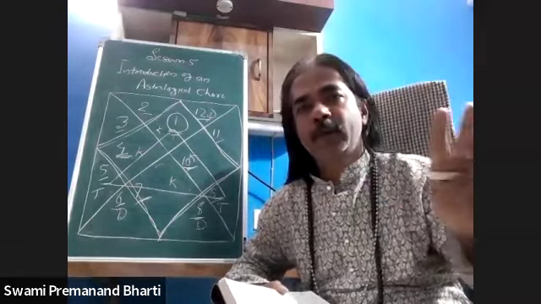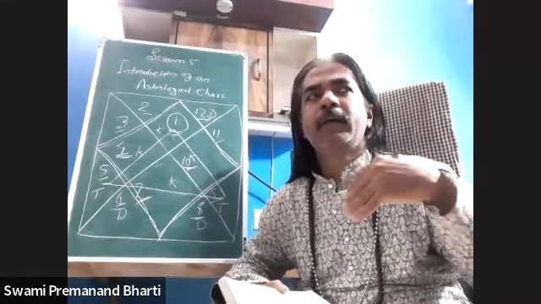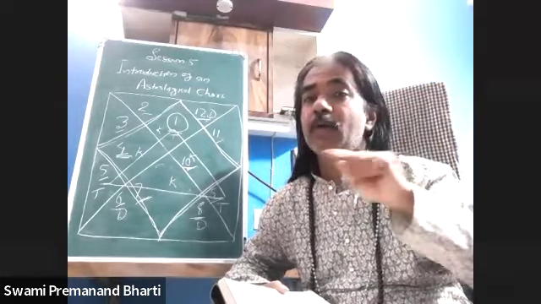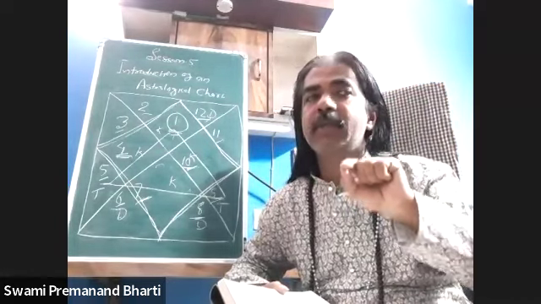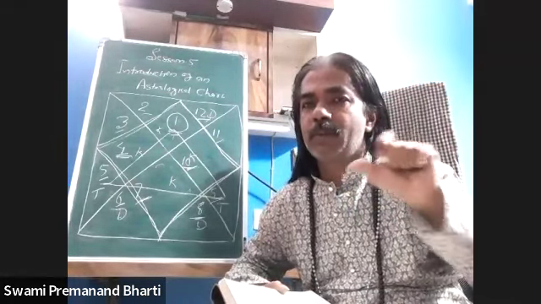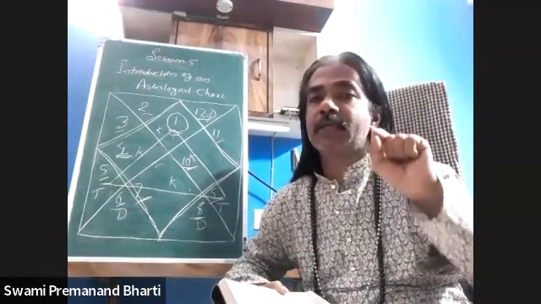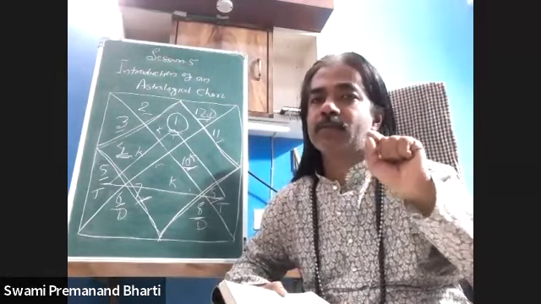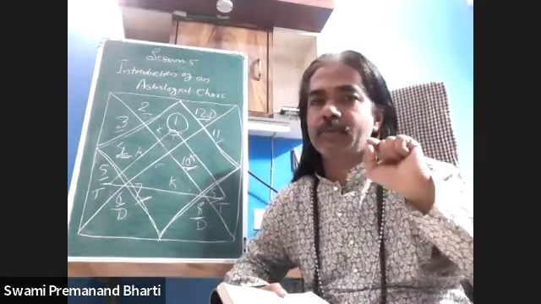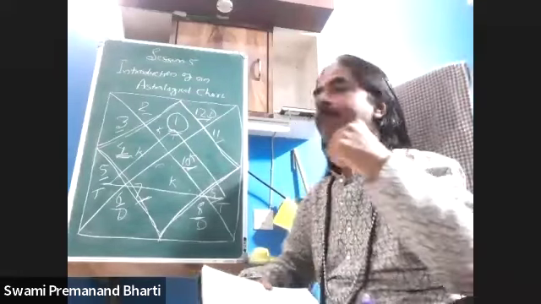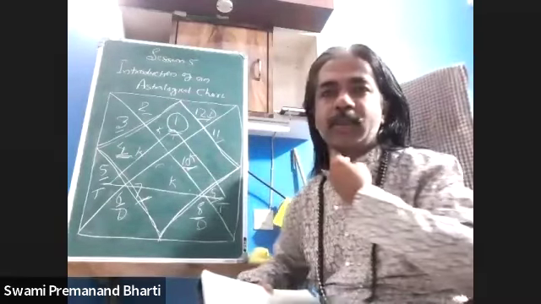They have their own importance. I don't consider any house as Dushtana, as evil. Every house has its own importance. The sixth house has its own importance, the eighth house has its own importance, the 12th house has its own importance. Why are they considered Dushtana?